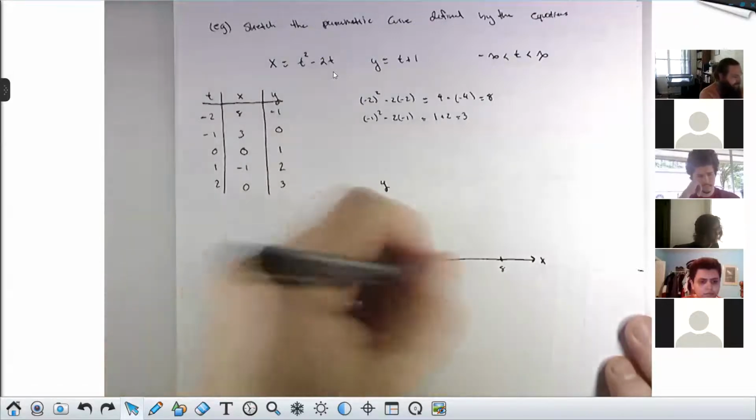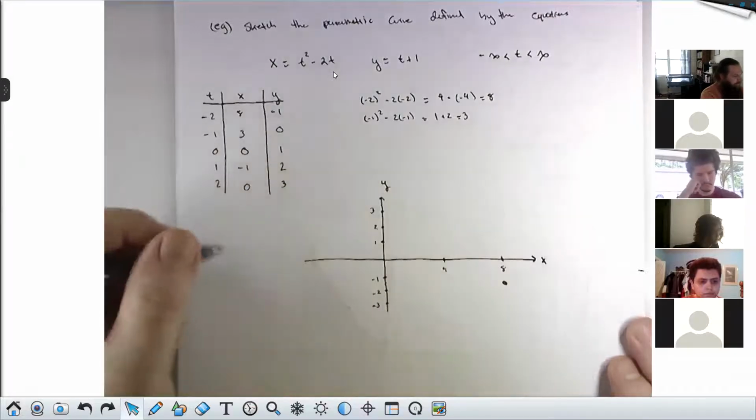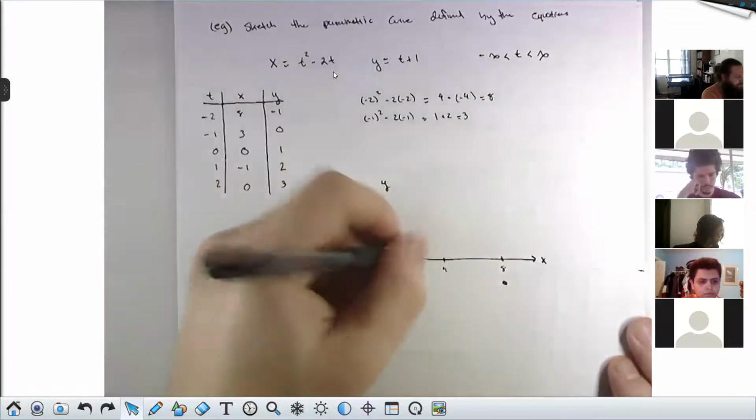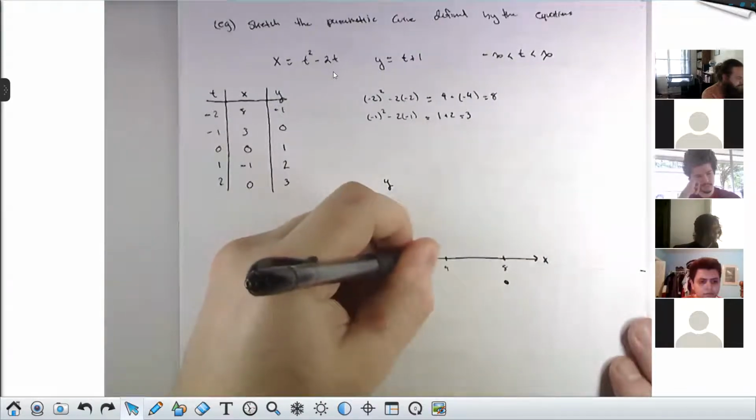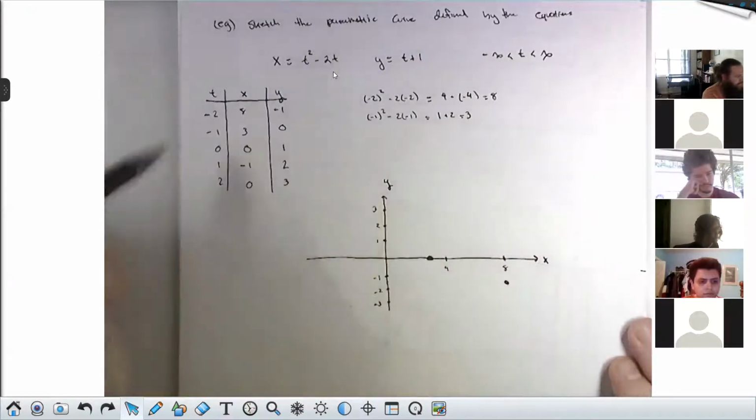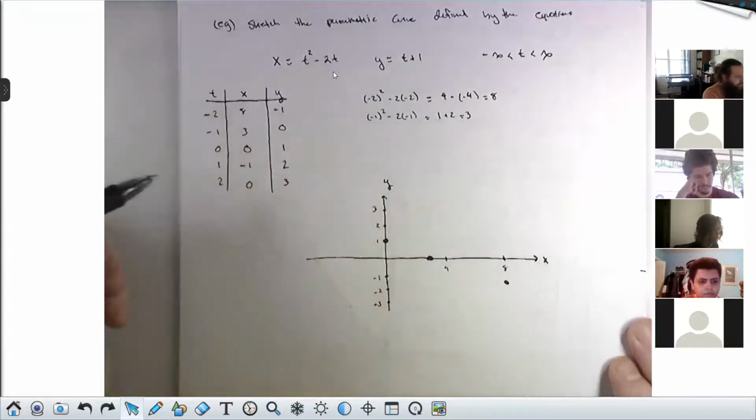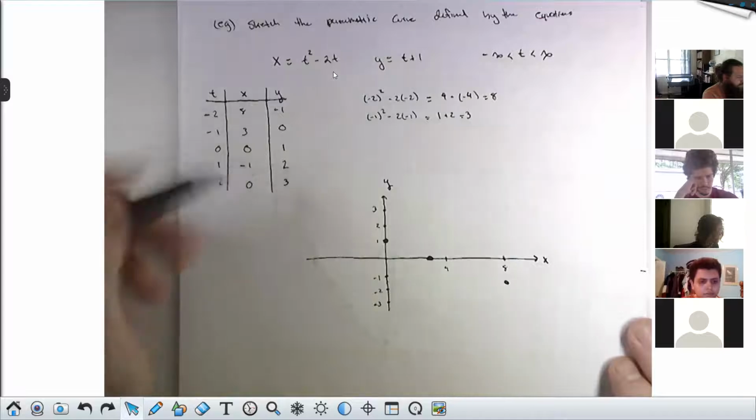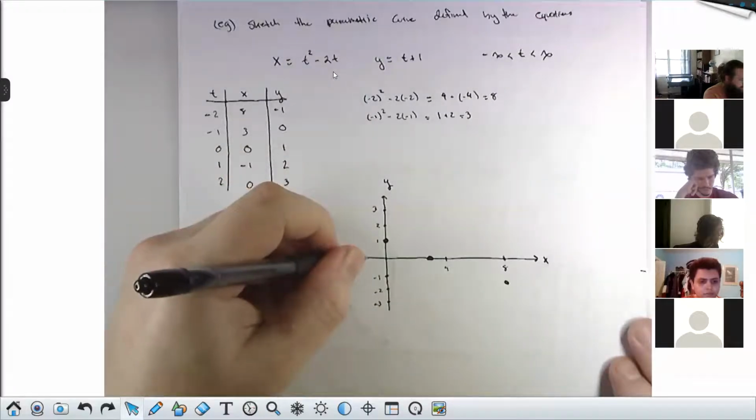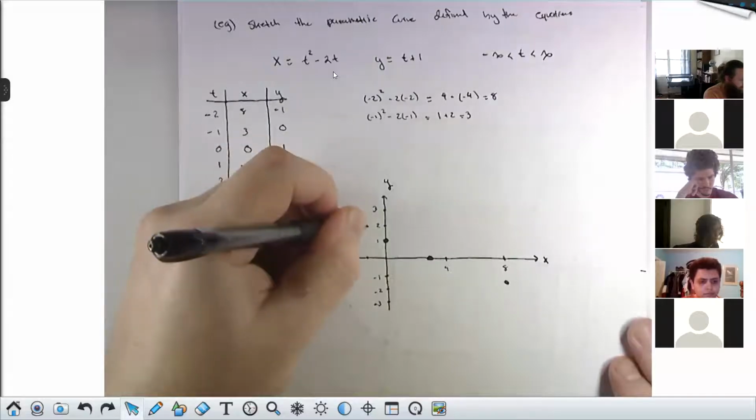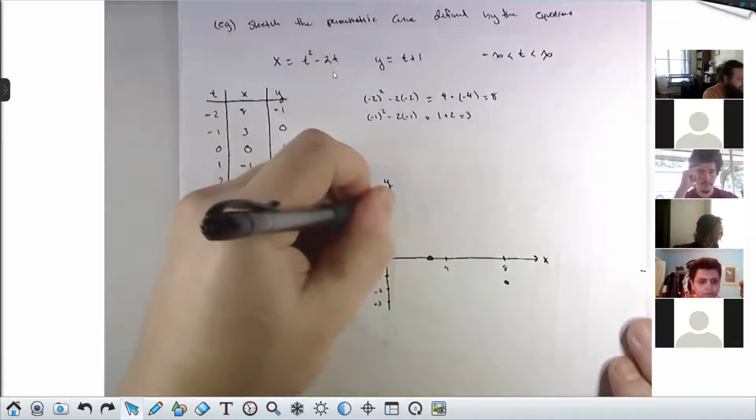I've got the ordered pair 8, -1. Then I have the ordered pair 3, 0. So 3 would be about here. Then I have the ordered pair 0, 1. Then I have the ordered pair -1, 2. So -1 would be right here. -1, 2 would be right about here. And then the ordered pair is 0, 3.